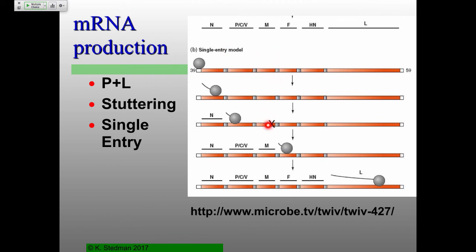And there were some really nice experiments that they discuss at length in TWIV 427, whereby they made a mutation right here in this gene. And what they found is when you make a mutation in this gene, you don't get any of the other genes. And so this mutation causes the polymerase to stop. Then you never get any of these genes down here. And so what that tells you is that the polymerase just binds at one end and goes all the way down. It doesn't rebind and restart at all of these different positions. And again, this is nicely described in that TWIV.